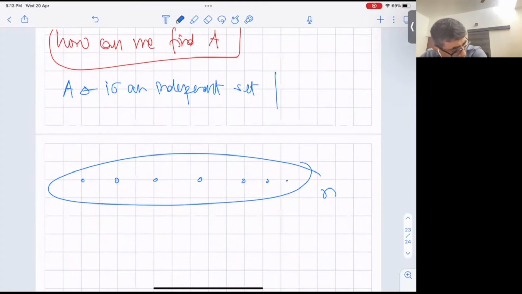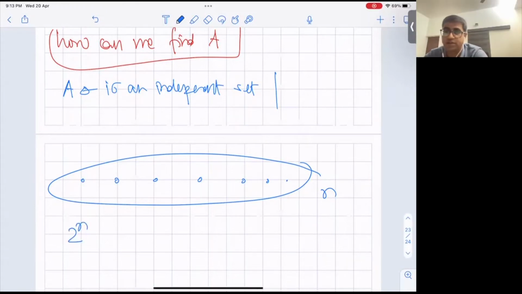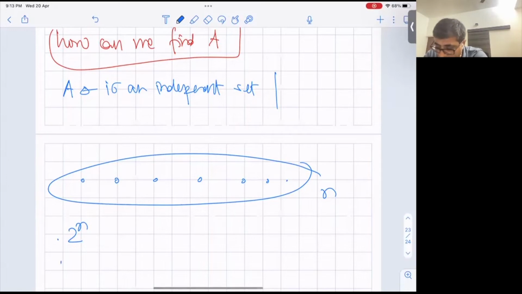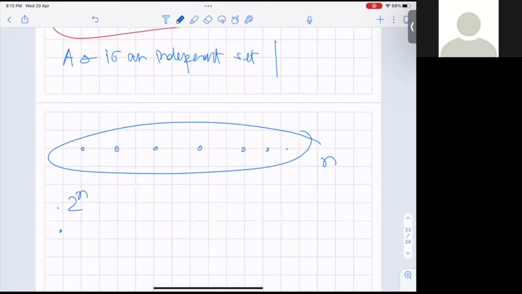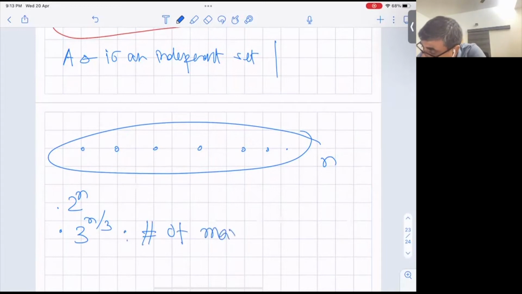2 to the power n. Yes, it's 2 power n. You take any subset that is an independent set. So Sonak, what did you say? What number did you say? 3 to the power n by 3. What was 3 to the power n by 3? Number of maximal independent sets. Yes. Number of maximal independent sets.